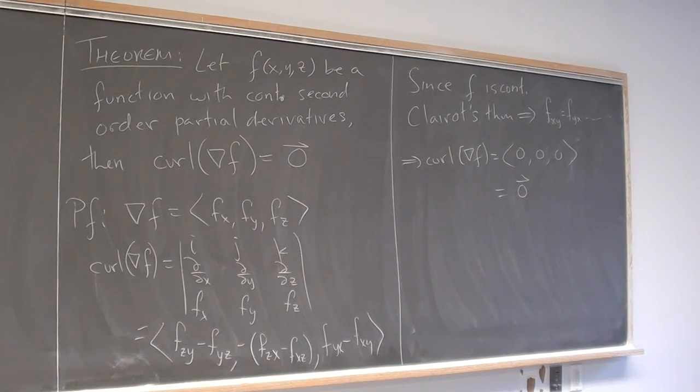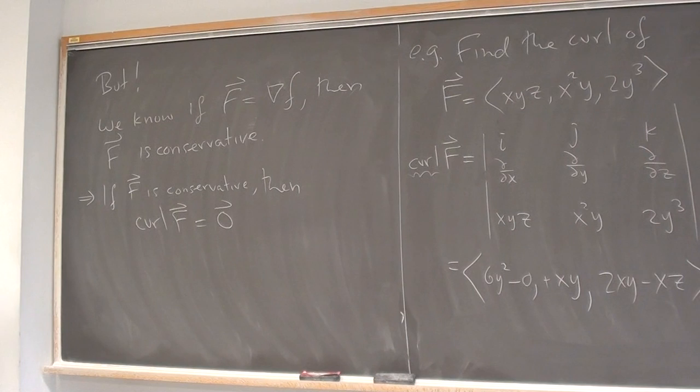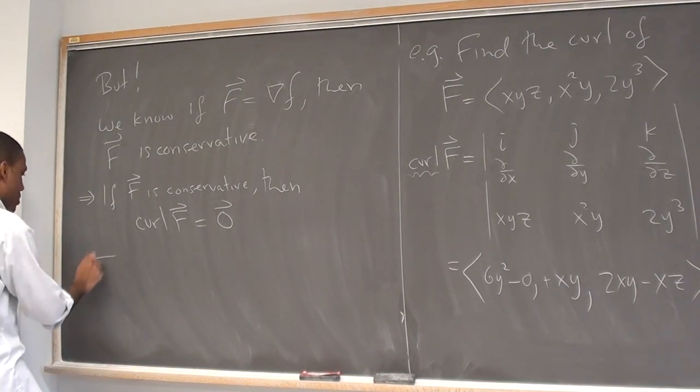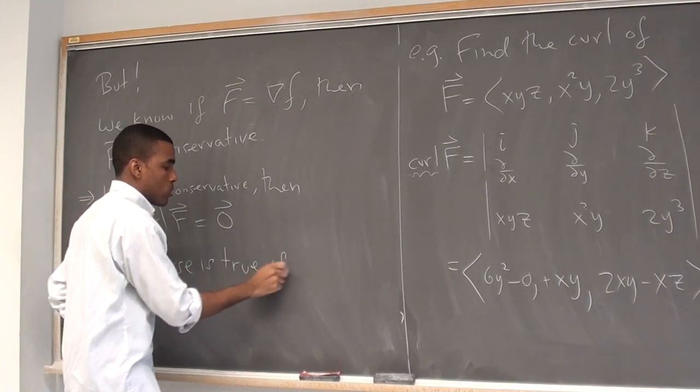If you have a vector field equal to the gradient of a function, then what can you tell me about the vector field? That it's conservative. Right? If f is conservative, the integral around a closed loop is 0, then the curl of f is going to give me 0. It will always give me 0 if f is conservative. So if the curl is 0, then we can say that f is conservative.